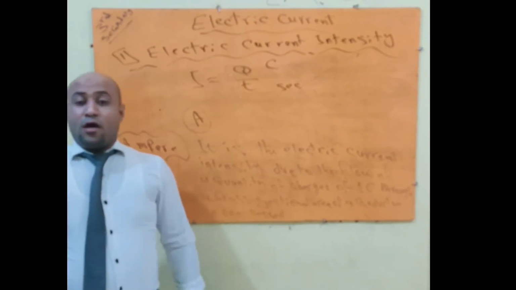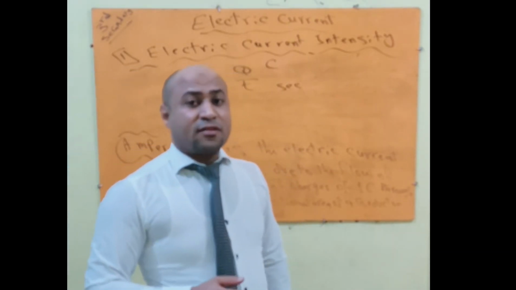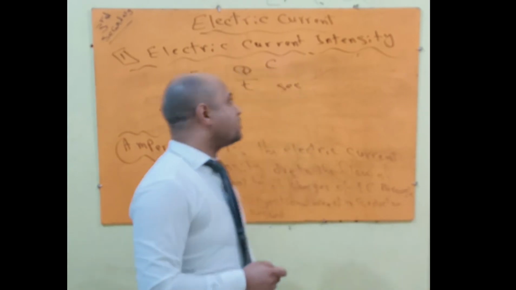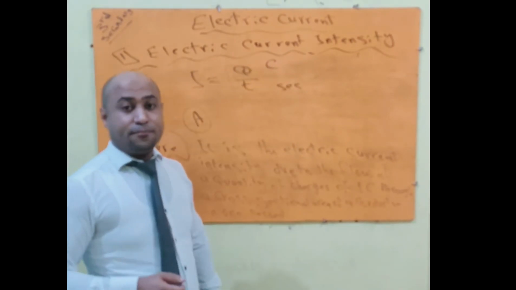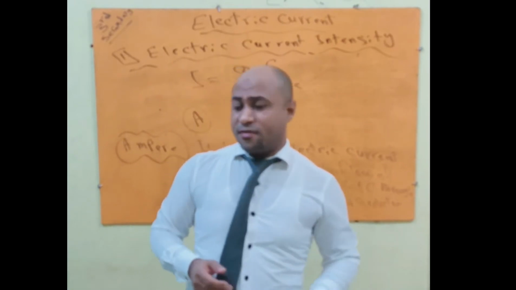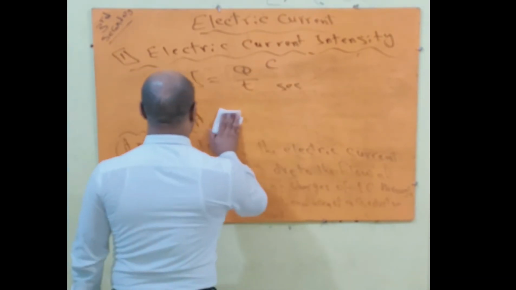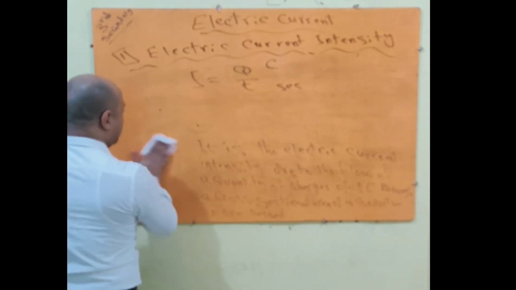We can say that the electric current intensity at home is 5 ampere, or 5 coulomb per second, which means there are 5 coulomb passing through the cross-section area of the conductor in 1 second, or every 1 second.